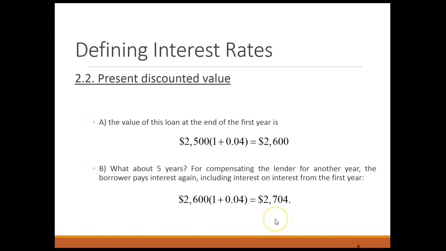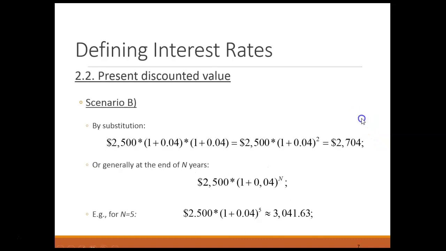Now notice, of course, that a borrower has to pay interest not just on the original principal, but also on interest accrued over time. This is something that we refer to as compounding of interest rates. Now, by substitution, I can express the end of the 2-year future value of $2,500 as a function of the original $2,500.